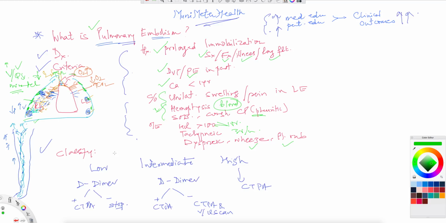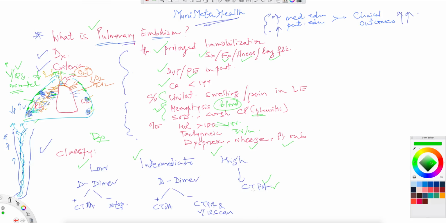Now, how do you classify? Well, based on the suspicion from the diagnosis, you say, okay, there's a low probability, an intermediate probability, or a high probability. If it's a high probability, you can straight go ahead and confirm it with a CTPA. It's called, you're doing a computed tomography, a CT scan of a pulmonary angiography. Remember that, specific for pulmonary angiography. So you actually see the pulmonary artery and you see where the clots are.